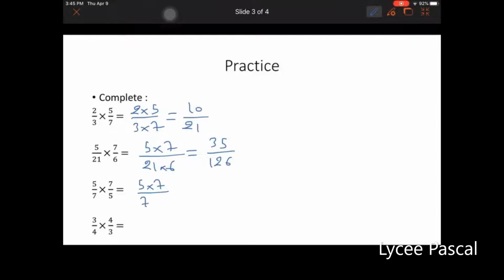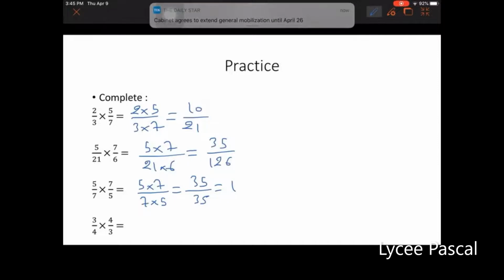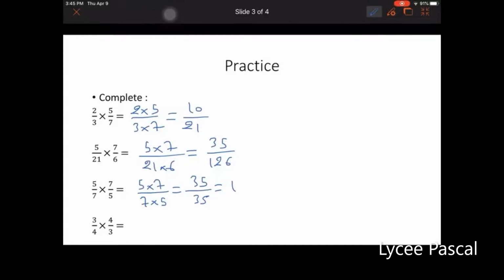We continue. Here we have also 5 times 7 over 7 times 5. So it's equal to 35 over 35, which is 1, because when we divide by the same number we get 1. And finally we have here 3 times 4 over 4 times 3, so it is equal to 12 over 12, which is 1.